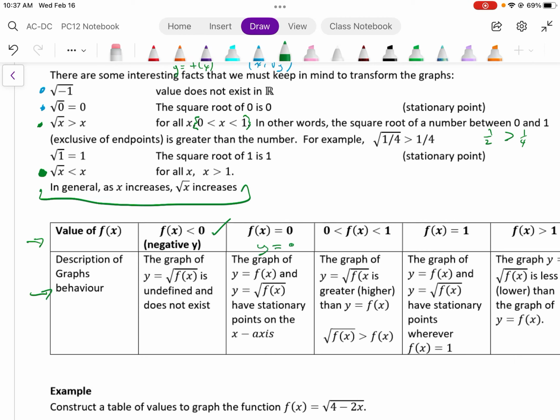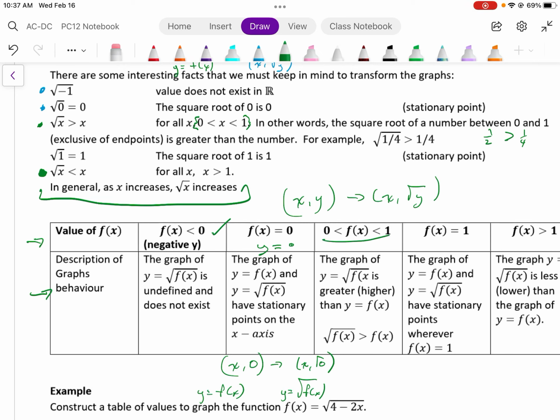If the y value is 0, now keep in mind that we're taking point (x, y) and transforming it to point x comma square root y. So when y is 0, the graph of y is equal to f of x and y is equal to the square root of f of x have stationary points on the x-axis. Basically, we have a stationary point. So for a point (x, 0) that is on f of x, when we take the point, it remains (x, 0) on the square root function, y is equal to the square root of f of x.